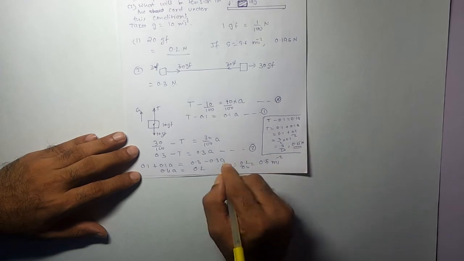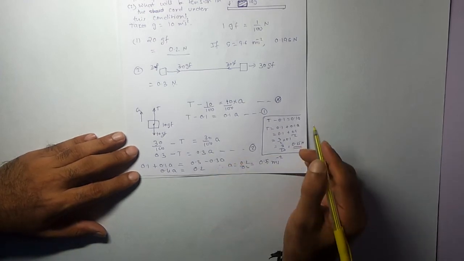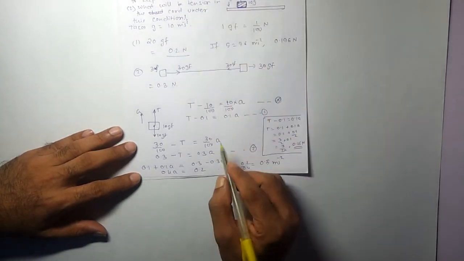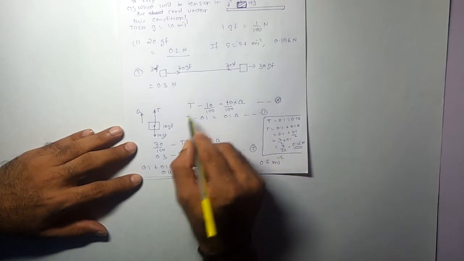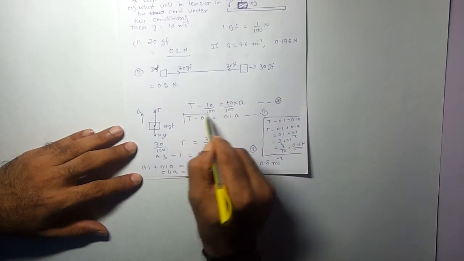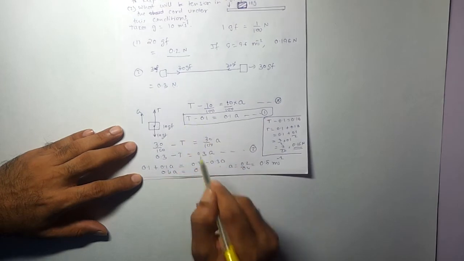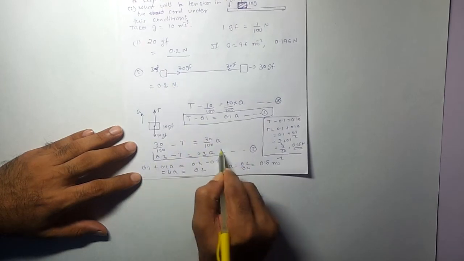Okay, this is how we will handle this entire situation. Basically what we have done is we have got two equations, equation 1 and equation 2, and we solve these two equations for getting the values of T and a.